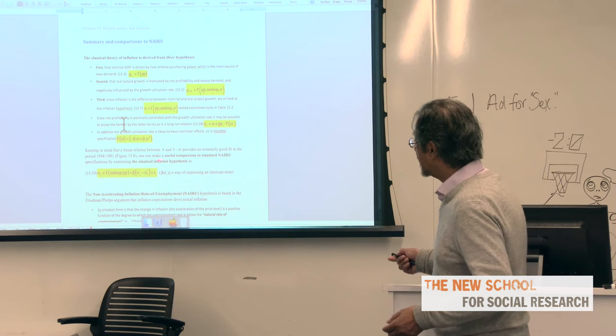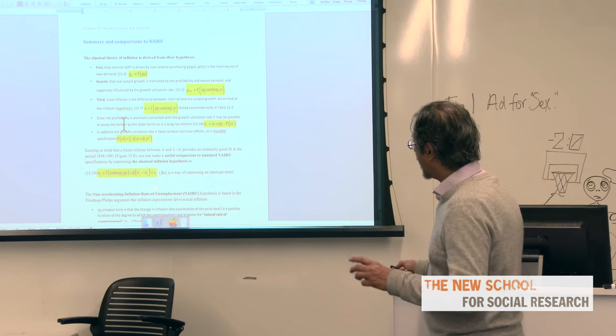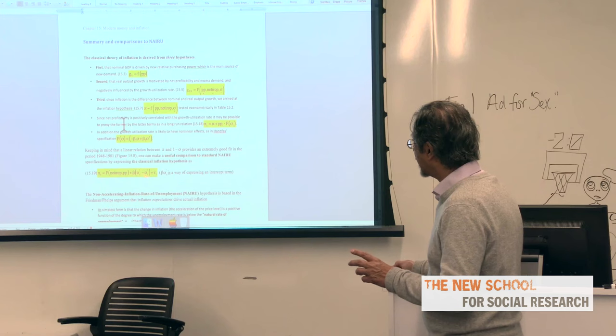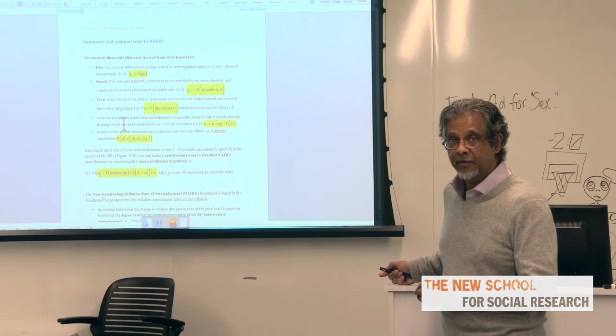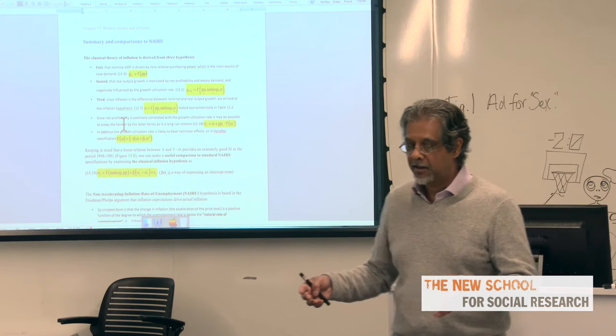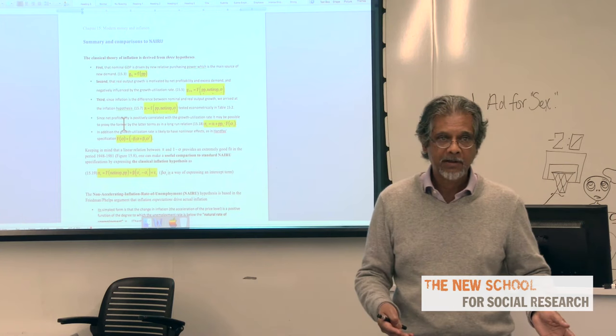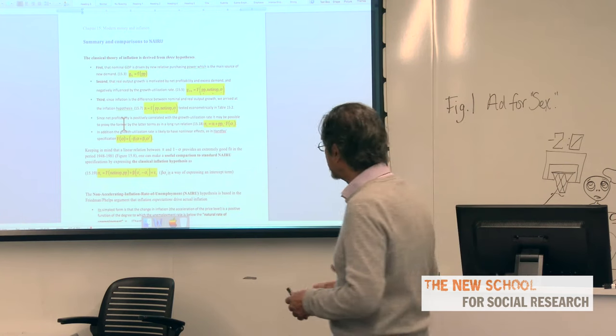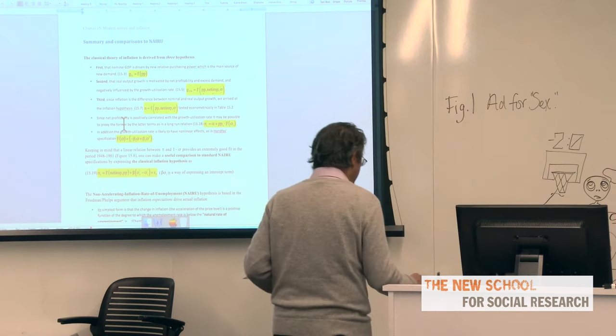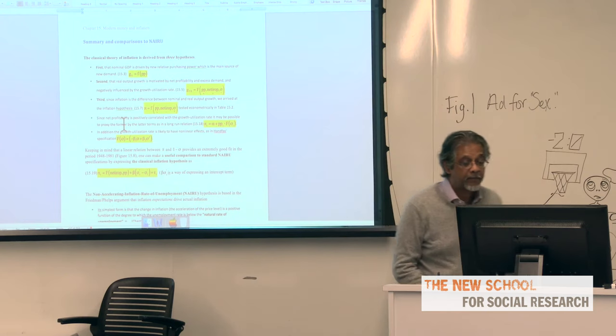So this says that, in effect, when you have more slack in the economy, you'll have less inflation. Which is equivalent to saying, in the NAIRU hypothesis, when you have more unemployment, you'll have less inflation. So the arguments are parallel. It's a variable that's different.